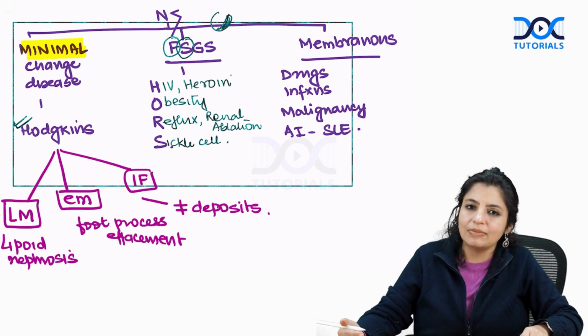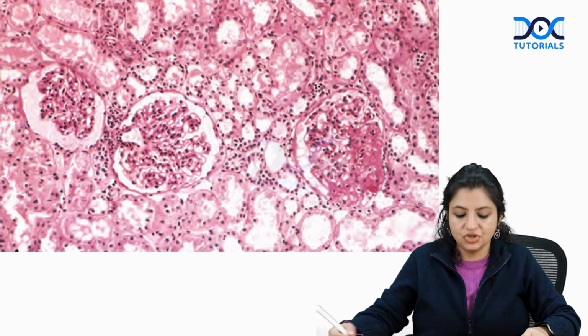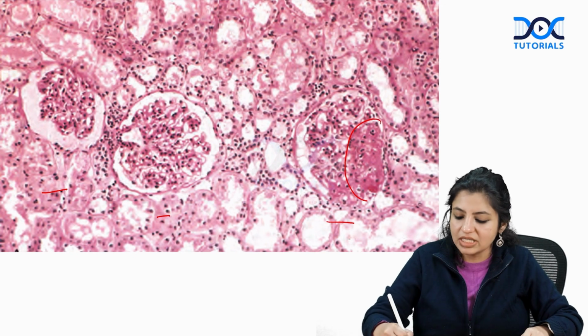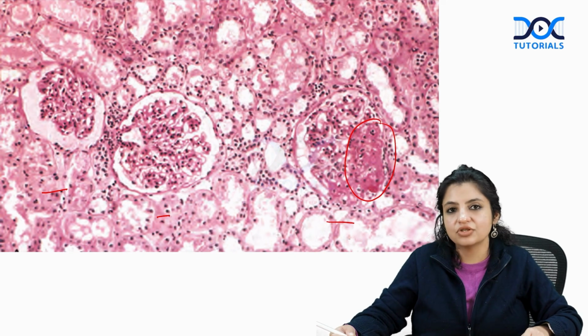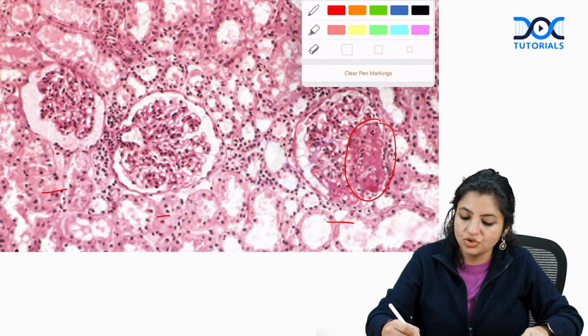So let's look at the image and whether there is a gene involved. Look at this image here. There are three glomeruli which are seen. One glomerulus is segmentally involved. This is a classical image of FSGS. Remember, what is the gene typically involved here? You should remember it.